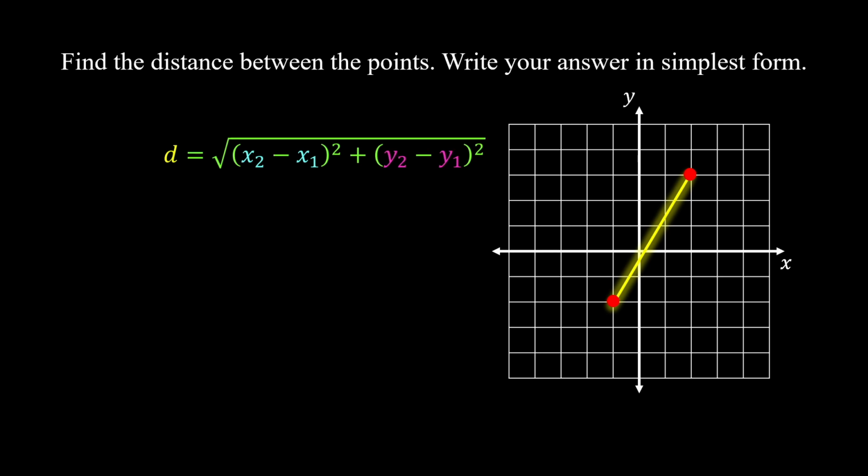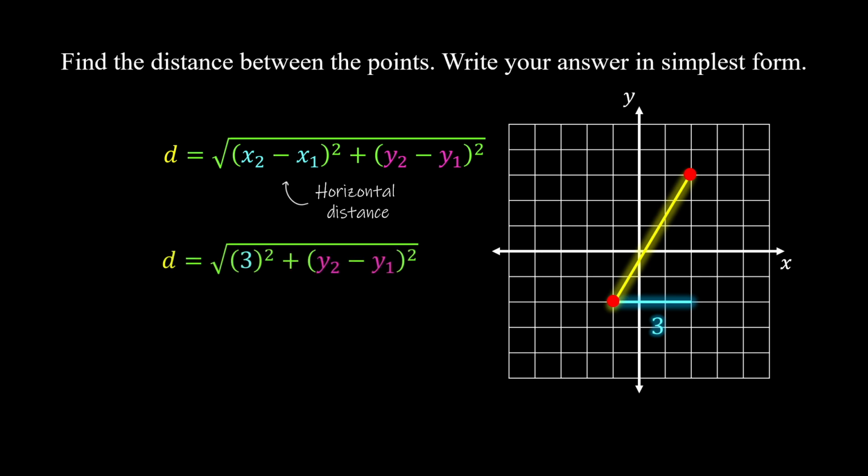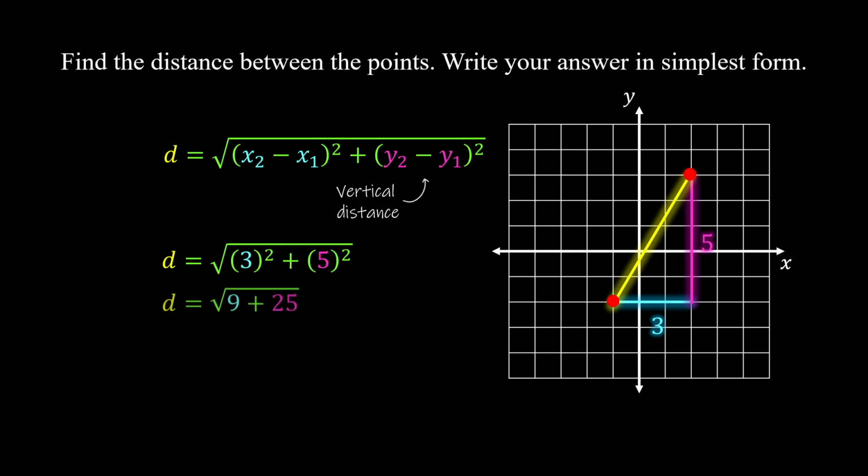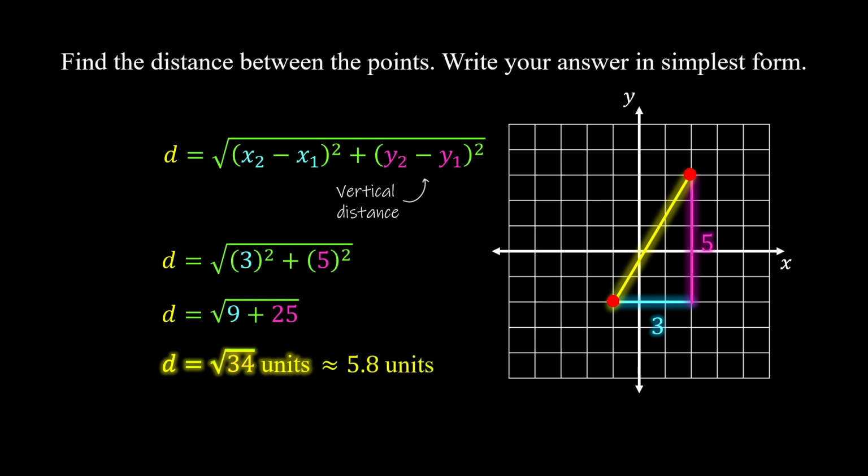Using the distance formula, x2 minus x1 represents a horizontal distance. In this case, we can just count the number of units, which gives us 3. Similarly, y2 minus y1 is the vertical distance, which is 5 units long. Squaring both numbers, we get the square root of 9 plus 25, which equals the square root of 34. Since 34 does not have any perfect square factors, this is in simplest form. Therefore, the distance between the 2 points is square root of 34 units, which is approximately 5.8 units when expressed as a decimal.